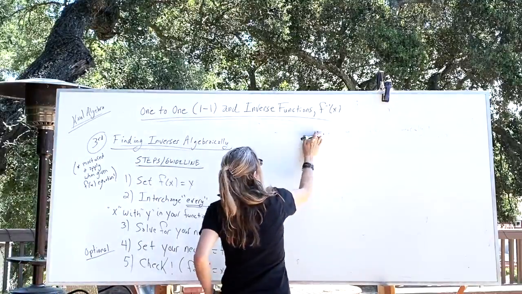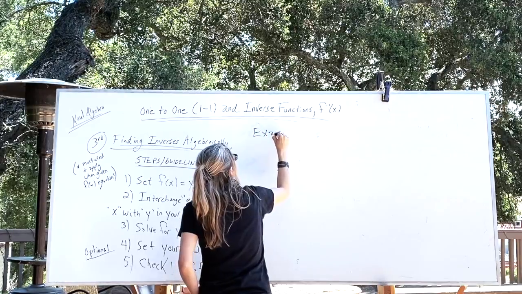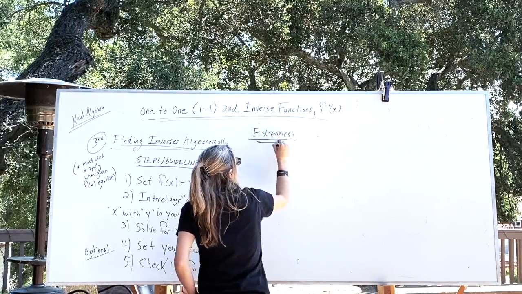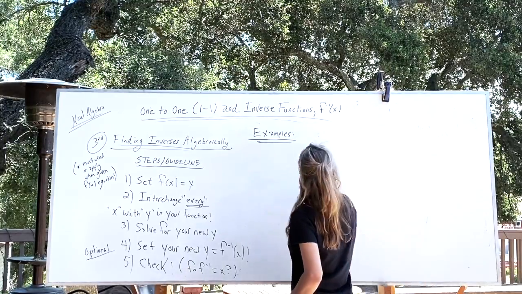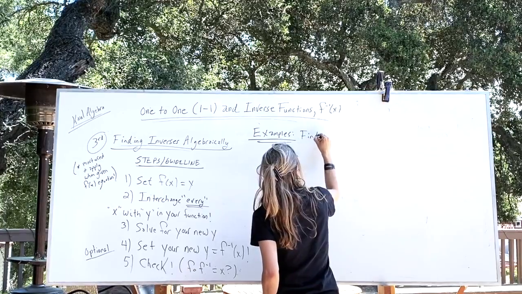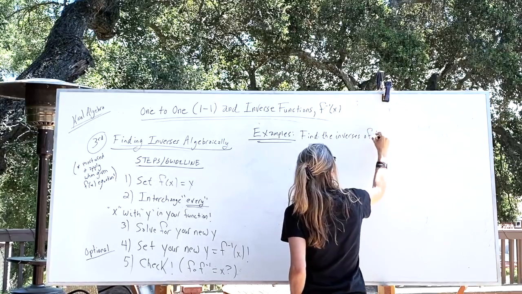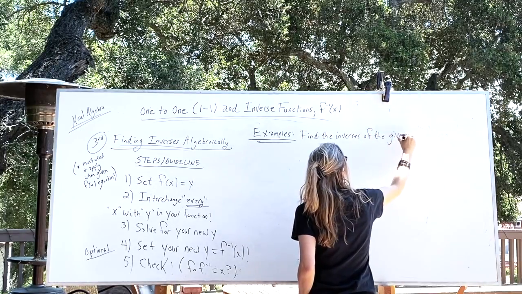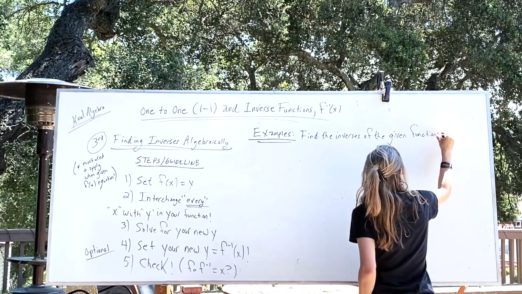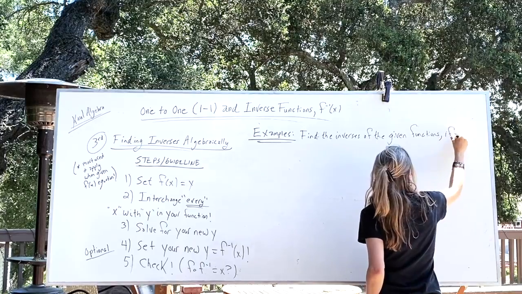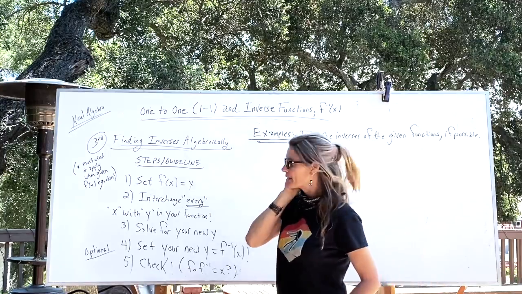I'm going to do several examples, at least 2 examples. And typically the directions will be like find the inverse of the given function. And I'm going to add, if possible. So you want to make sure it's possible to do by being a one-to-one function.